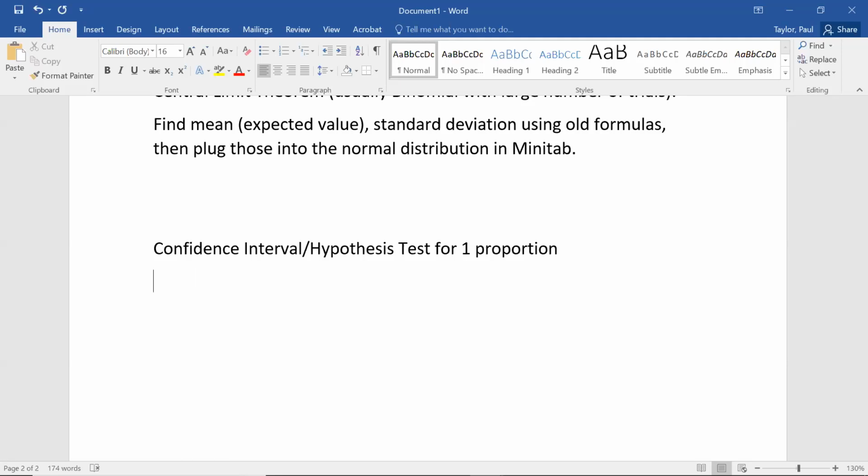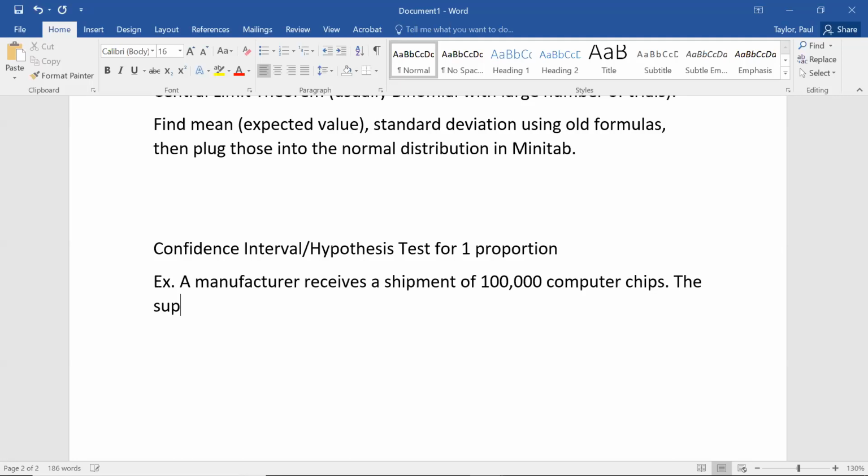This was recently we did these. So example: a manufacturer receives a shipment of 100,000 computer chips. The supplier guarantees that fewer than 5,000 will be defective.